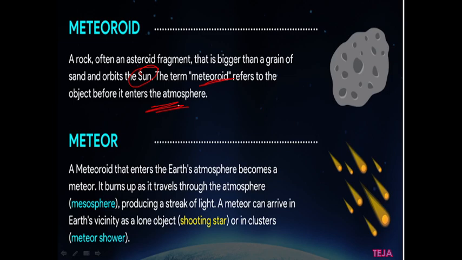You see here, these meteoroids are nothing but they are also formed from the asteroids. Okay, but unfortunately what happens is that these meteoroids, due to Earth's gravity and the gravitational pull of the earth, tend to enter into the Earth's atmosphere. Okay, so next one, meteor.